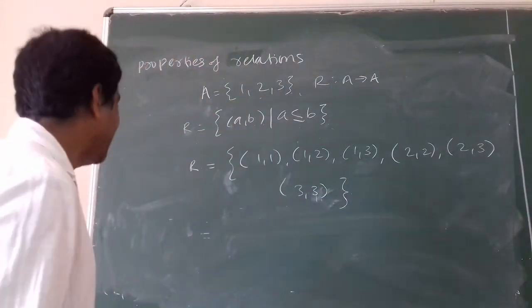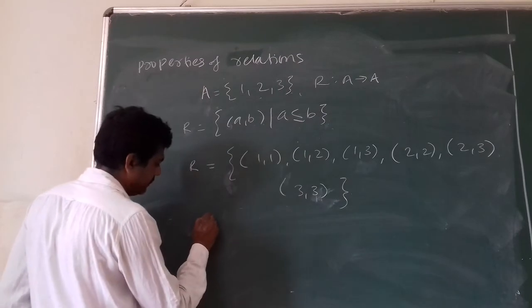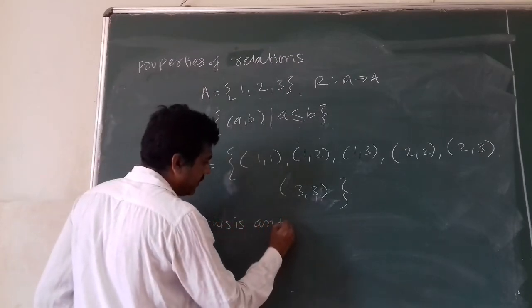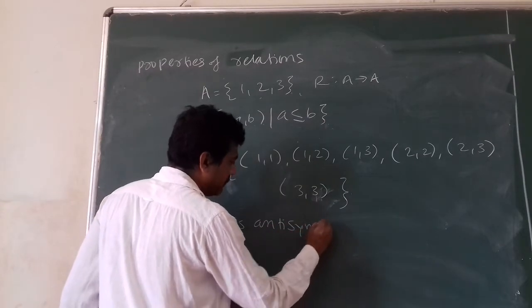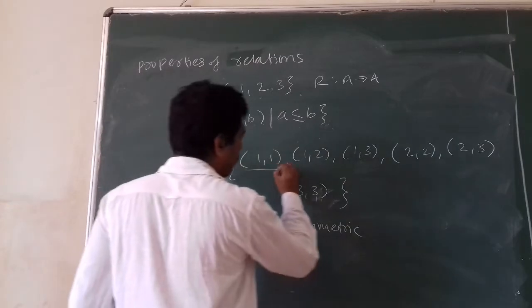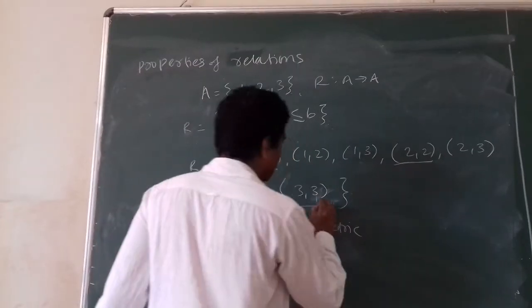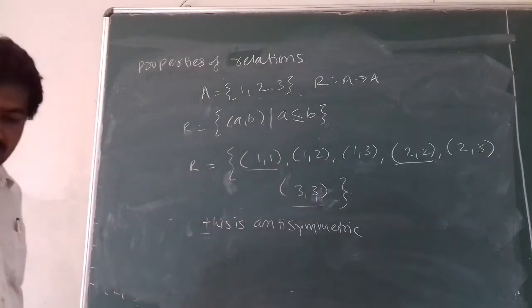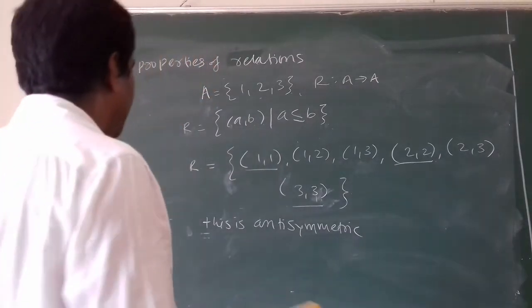Okay. So if you observe, this relation is an anti-symmetric relation. This is an anti-symmetric relation: (1,1), (2,2), and (3,3). Okay, next is transitivity.